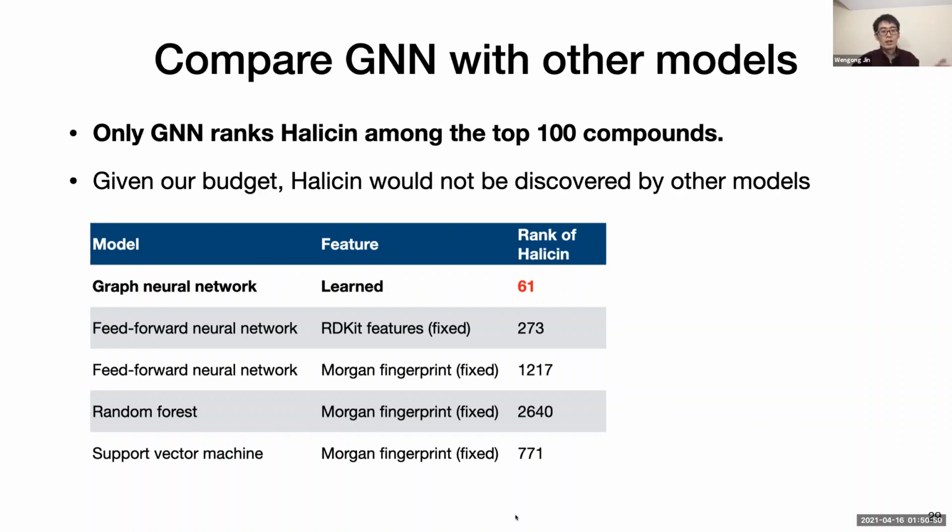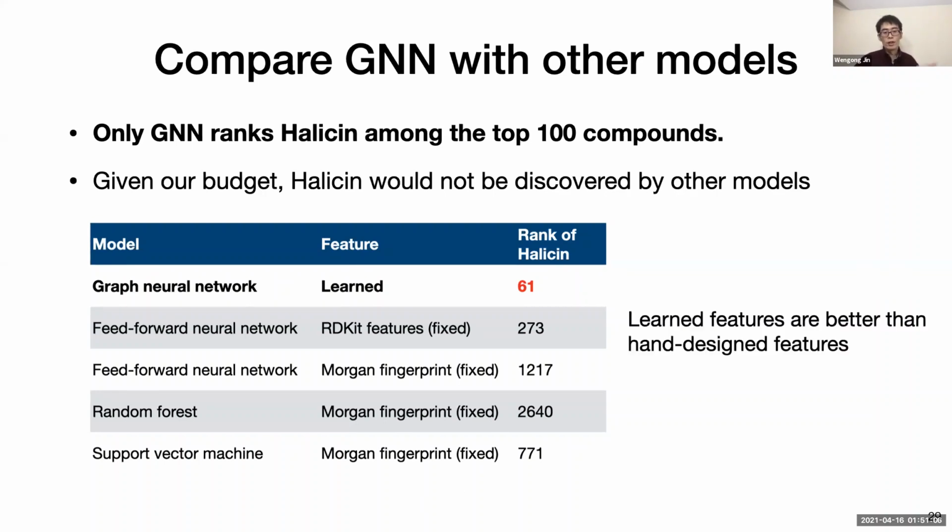We could only test around 100 compounds back in the day. So in a way, none of these traditional methods, even some of them using neural networks, can discover halicin if we use these models. So it shows that these learned features are better than these hand-designed features, using this simple experiment in terms of drug discovery.